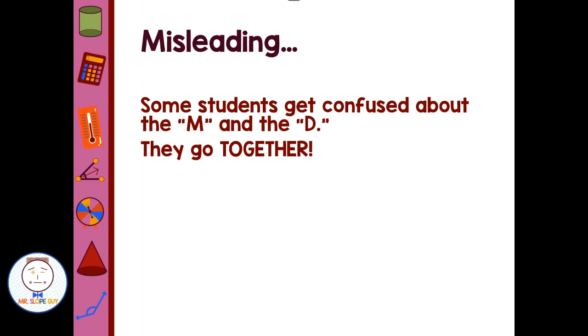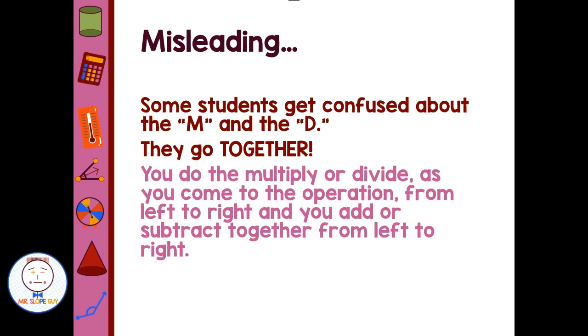So, please excuse my dear Aunt Sally, or PEMDAS, is a little misleading because multiply and divide would actually go together from left to right. And you do the multiply or divide as you come to the operation from left to right, and you would add or subtract together from left to right. So we really are looking at 4 steps.